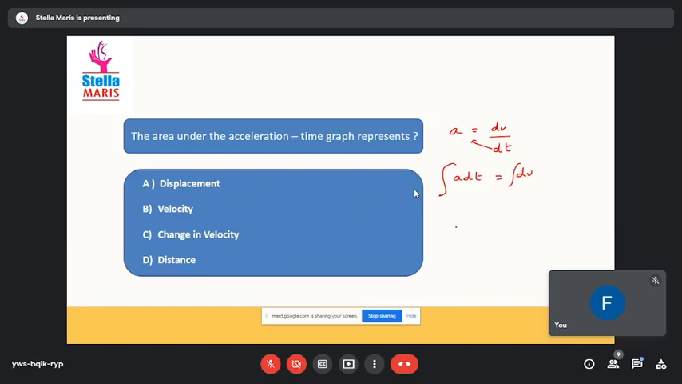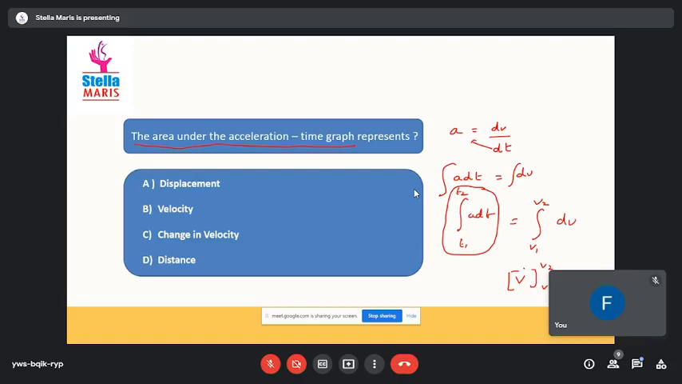Integrating on both sides. So when you integrate, this is the integral of a dt with the limits of time t1 to t2. This is nothing but what? That equation represents the area under the acceleration time graph. And here the limits are initial velocity to final velocity of dv. When you integrate dv, it becomes v. Integration of dv becomes v2 minus v1.